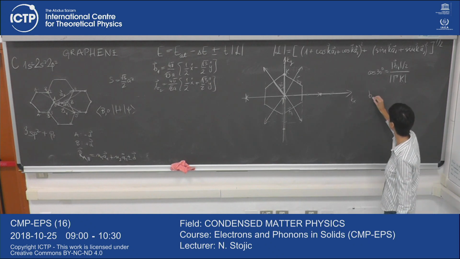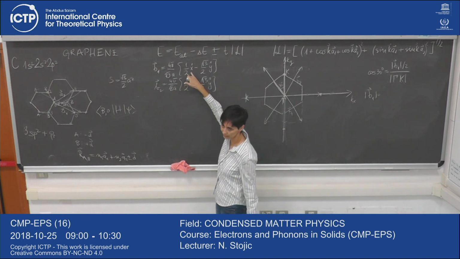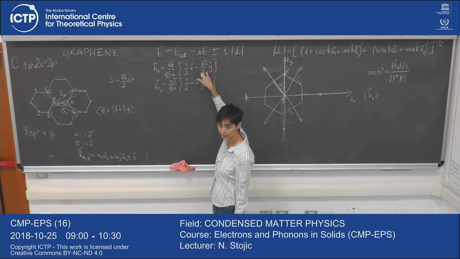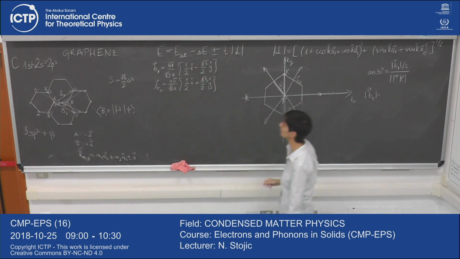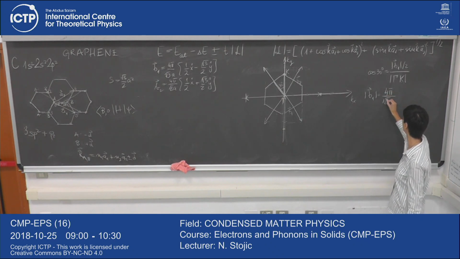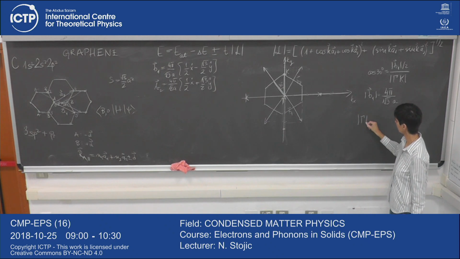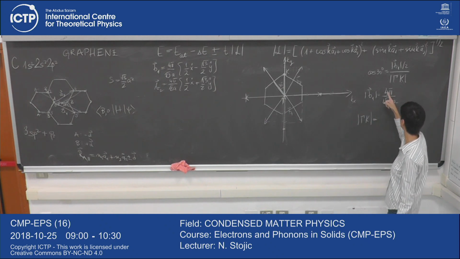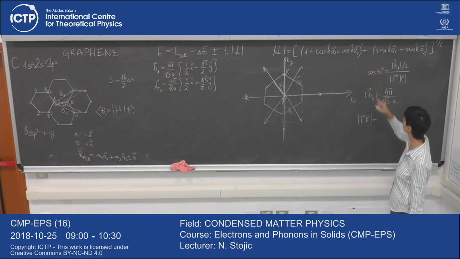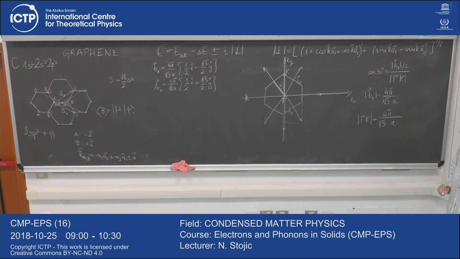The absolute value of B1 is, this gives 1/4 when squared, this gives 3/4, this is 1, so this part gives me the amplitude, 4 pi over square root of 3a. Equal this divided by 2 by the cosine of 30. 4 pi over root 3 a. Cosine of 30 is the root of 3.